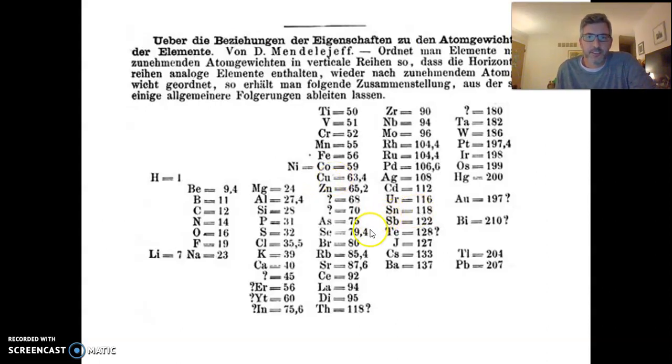This picture you can see, this was a German printing actually of Mendeleev's periodic table. Mendeleev was Russian, but this was an early German printing. You can see some of the missing elements, these little question marks.